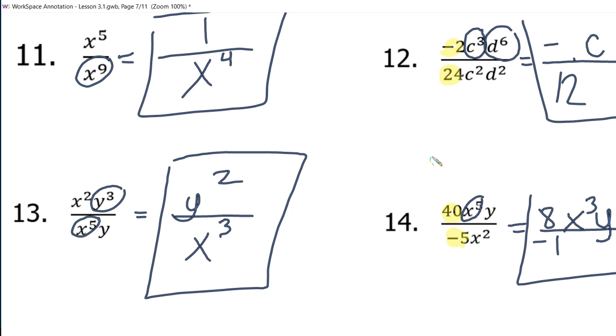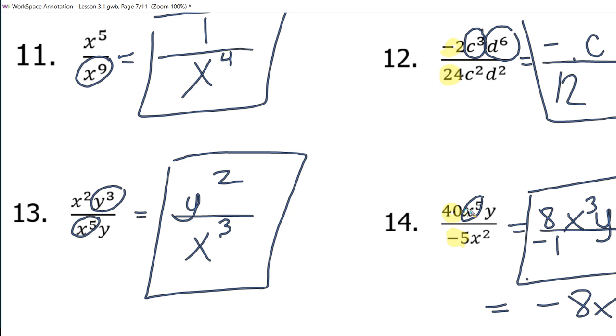But actually that simplifies, because what is this divided by negative 1? Negative 8 x cubed y. Now I would take either answer. Either answer would be fine with me. But you do need to recognize that negative 1, when you divide by a negative, it just changes the sign.